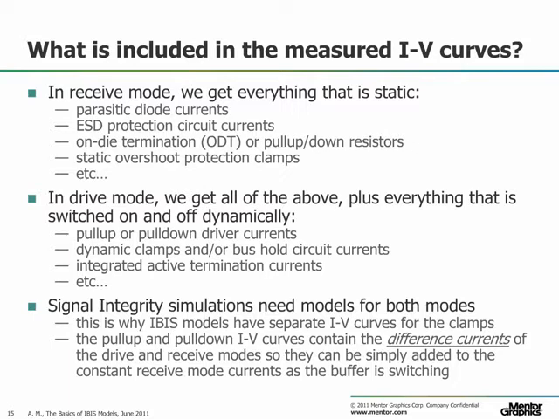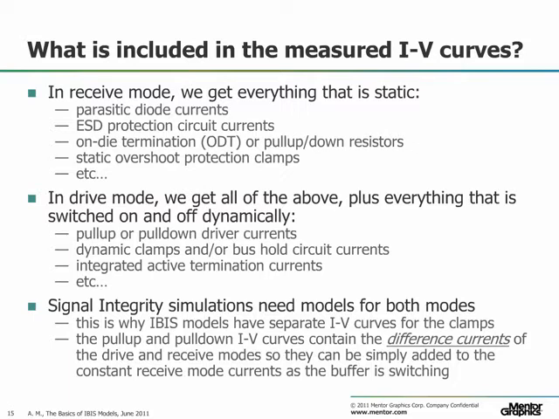When we measure a buffer's IV curve in its receive mode, we get the characteristics of its parasitic diode currents, the ESD protection currents, any on-die terminations or pull-up, pull-down resistors, static overshoot protection clamps, and anything that's constantly on in the buffer when it's not driving.